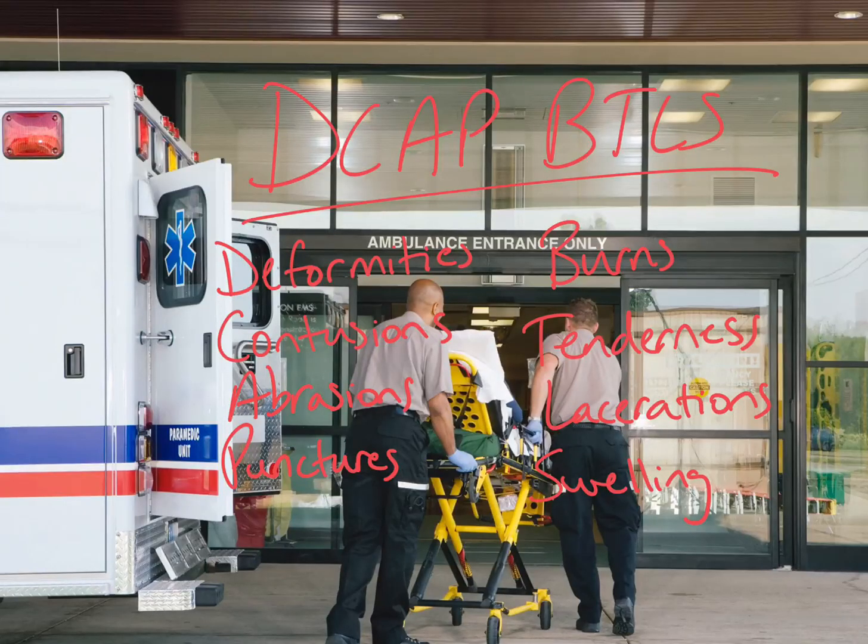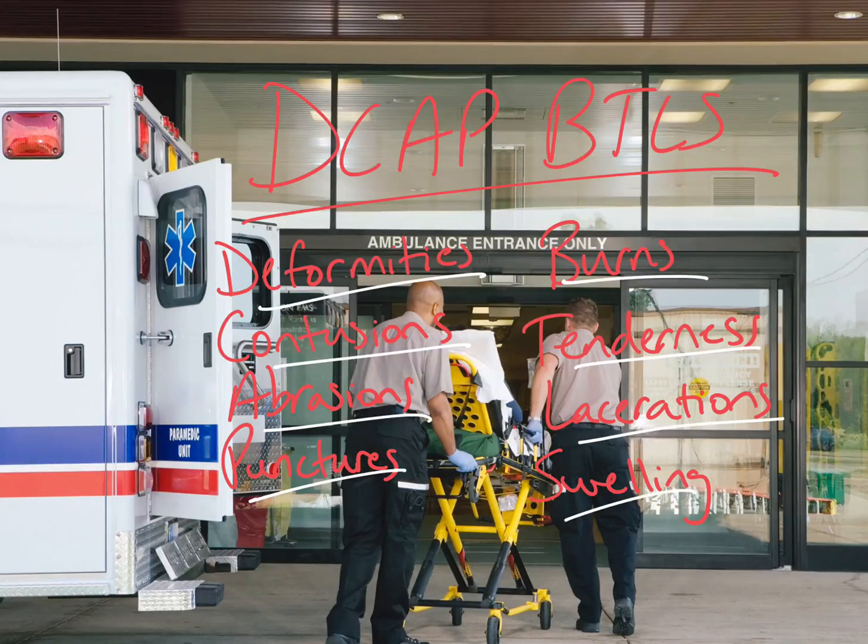Our next acronym is DCAP-BTLS. This stands for deformities, contusions, abrasions, punctures, burns, tenderness, lacerations, and swelling. This acronym is used during the rapid head-to-toe assessment of trauma patients. Starting from the head, you will examine each part of the body looking for any of these signs. You're only going to stop and treat any of them if they are considered life-threatening.